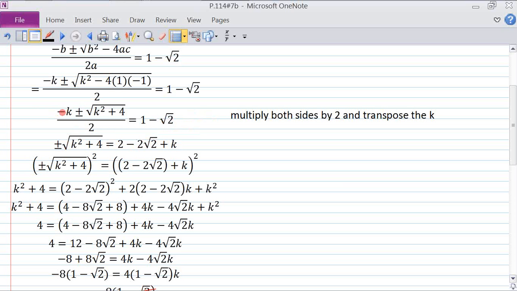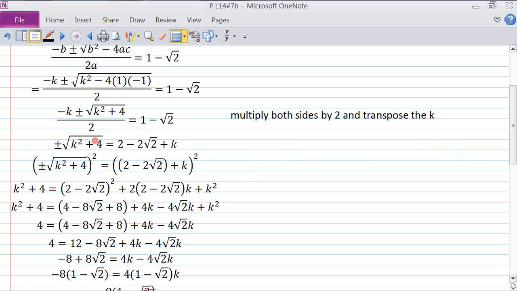And here what we've done is minus k over 2. When we multiply it by 2, we get minus 2k over 2, which is minus k, and then we transpose it to the right side, so we get plus k. So what happens is this stays here, this gets multiplied by 2, and this term here gets transposed over here. So what we're doing is multiplying both sides by 2 and transposing the k.